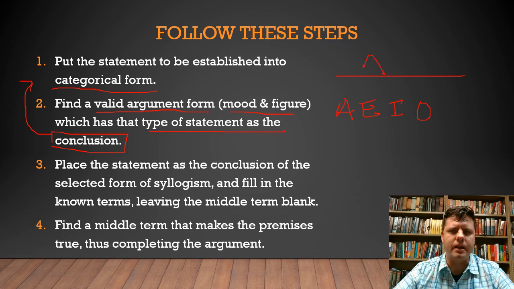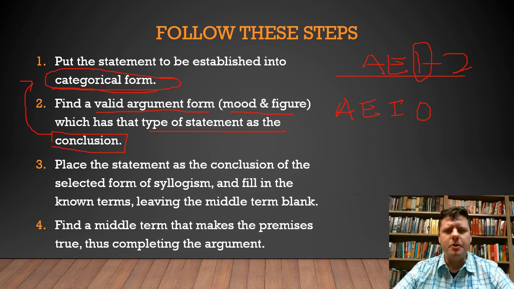You remember if we had something like A, E, I, I'm just making up a form here too. I don't know if this is valid or not, but we'll just say that was our thing. We would make sure that the conclusion, this letter in it, matched what we were trying to find from step one. Okay. Then step three, place the statement as the conclusion of the selected form of syllogism and fill in the known terms, leaving the middle term blank. And then step four, find a middle term that makes the premises true, thus completing the argument.